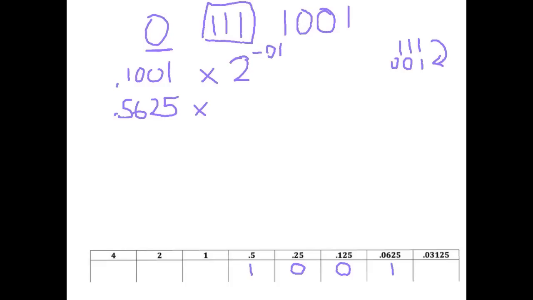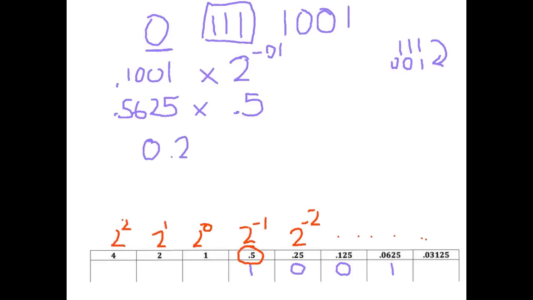with our binary scale, 1 is 2 to the 0, 2 is 2 to the 1, 4 is 2 to the 2, and if we go backwards, 0.5 is 2 to the minus 1, 0.25 is 2 to the minus 2, and so on. So we know that we're actually multiplying it by 0.5. So let's pop that in. 2 to the minus 1 is 0.5. And you can grab your calculator for this. Once we multiply it out, it should end up being 0.28125. Fantastic.